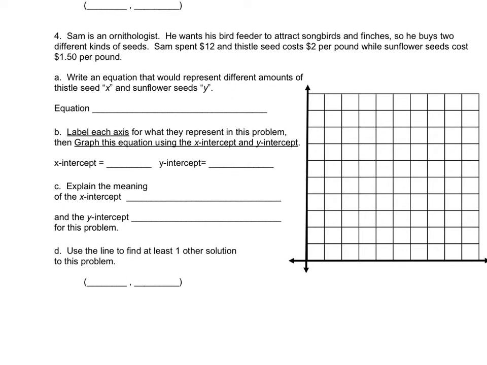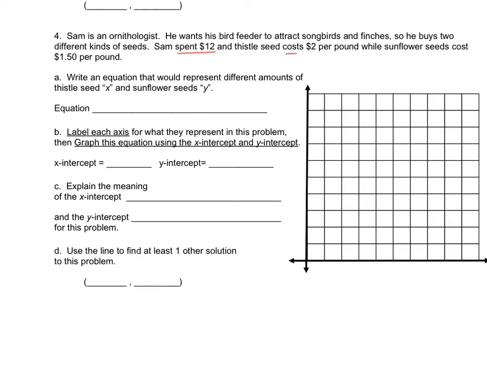This one is very similar to the last one. Very similar. Instead of going to the movies, we're buying bird seed, because an ornithologist is a person who studies birds. Anyway, so this is just like the $30. He spent $12, right? Going to the movies was $30. So something is going to equal 12 when we're done.